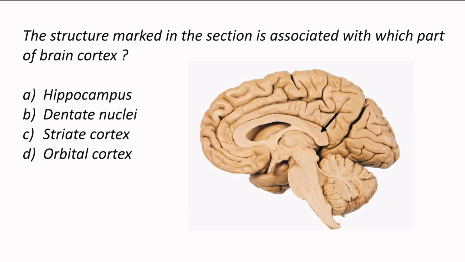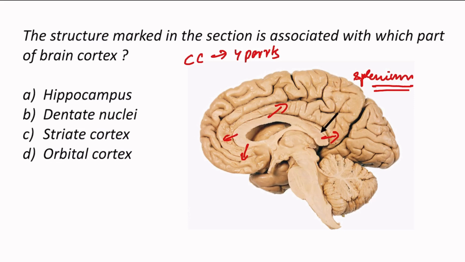Okay, now I will discuss the answer with you. The structure marked in the section is splenium of corpus callosum. Okay, so corpus callosum has four parts. These are rostrum, genu, body, and splenium.